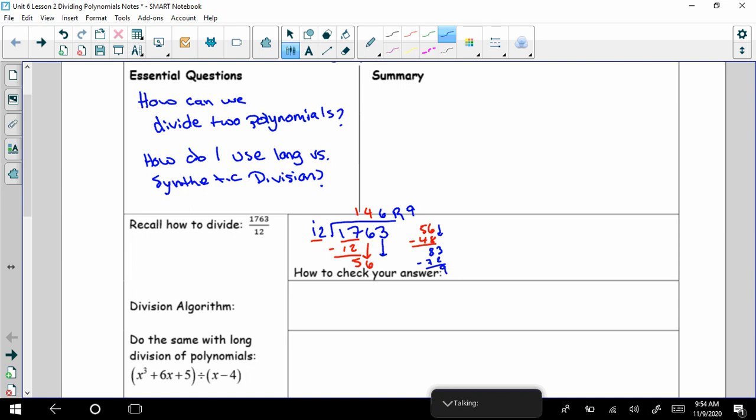And so we used to put remainder 9. So 146 remainder 9, or 146 and 9/12. And that actually reduces down even further by 3. Okay, so you can check your answer by taking 146 times 12 and then add 9, and you should get 1763.